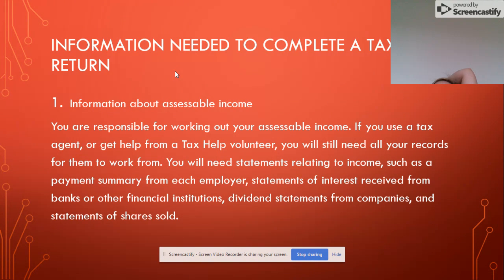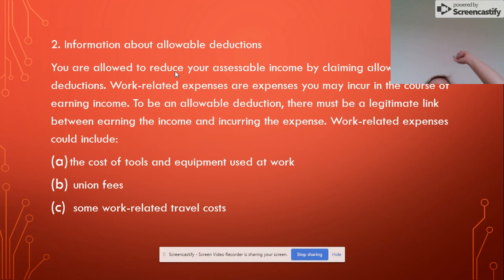The information needed to complete a tax return. Number one, information about assessable income. You are responsible for working out your assessable income. If you use a tax agent or you get help from a tax help volunteer, you still need all your records for them to work from. You'll need statements relating to income, such as a payment summary from each employer, statements of interest received from your banks or other financial institutions, dividend statements from companies, and statements of the shares sold.